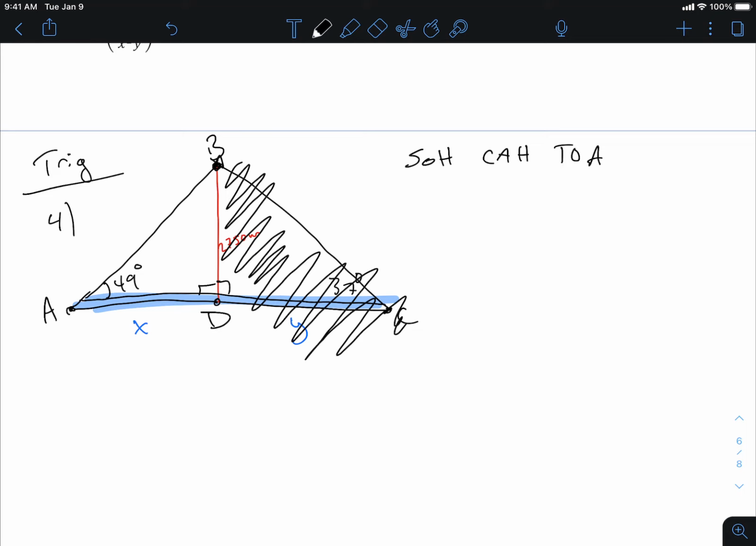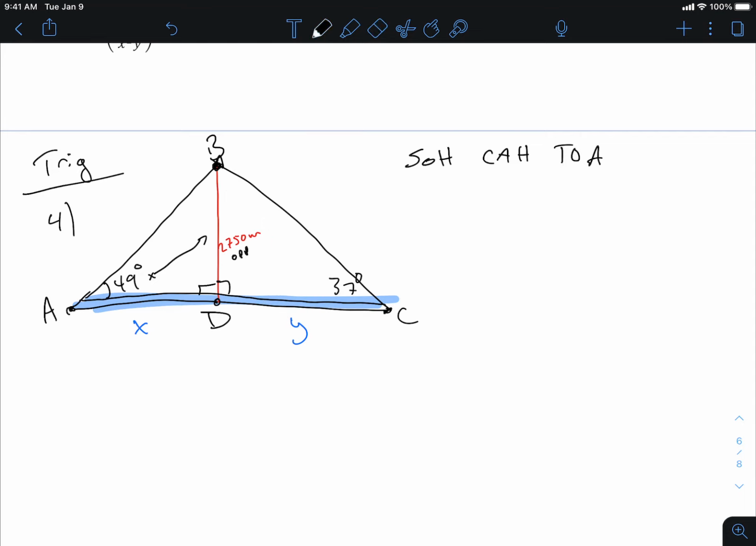I'm standing here and I look across, and this is opposite. I know that side length x is going to be adjacent, and I know the angle. So what am I going to use? Tangent, because of opposite and adjacent. So tan of 49 is equal to opposite over adjacent. The opposite side length is 2,750 over x. Solve for x.